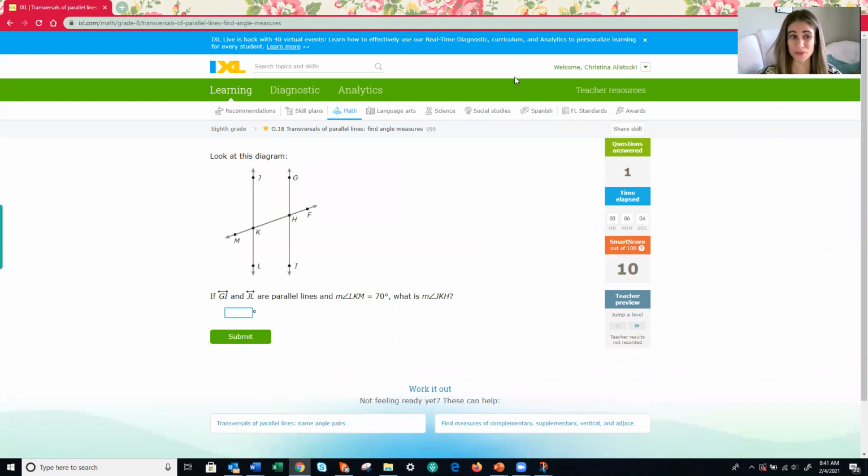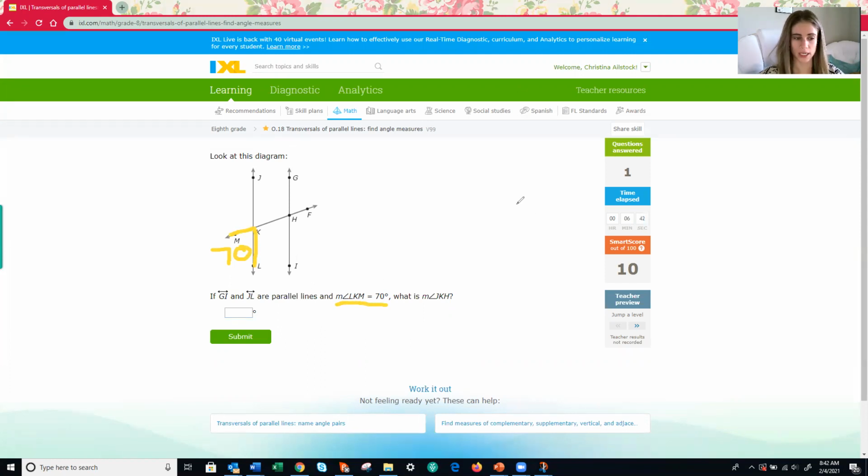All right. So same thing, just different problem, and you're going to see a really big pattern in all of these, I sure hope. All right, GI and JL are parallel lines, so this time our lines are running up and down, and MF would be our transversal. The measure of angle LKM is 70 degrees. Let's trace that out. L to K to M is 70 degrees.